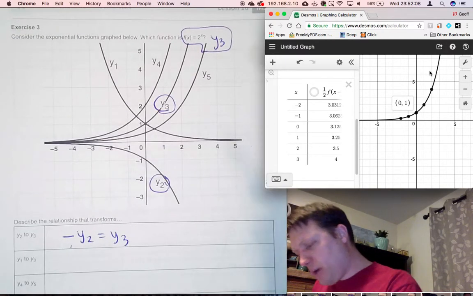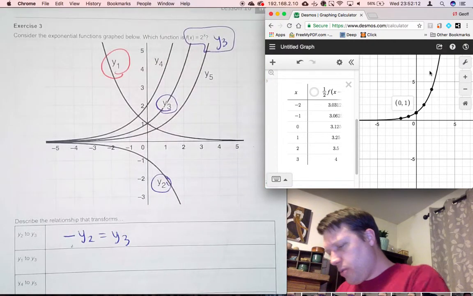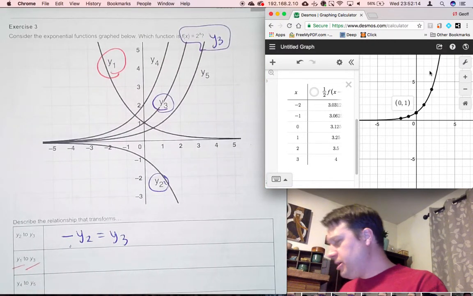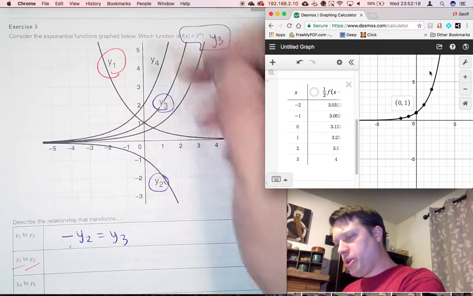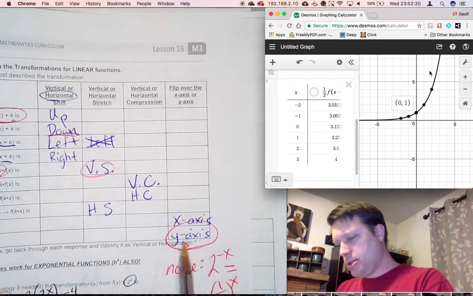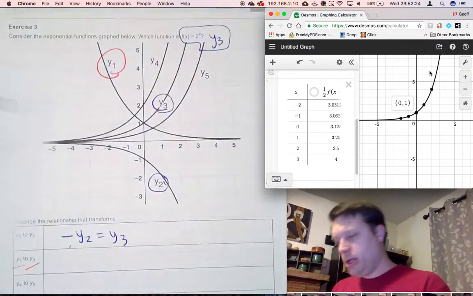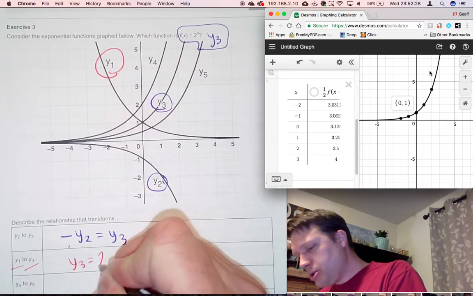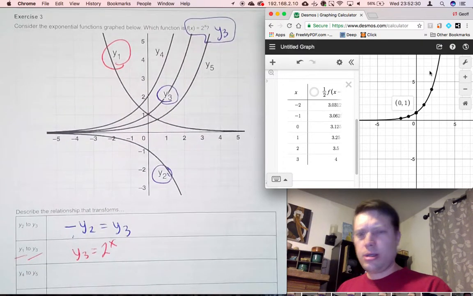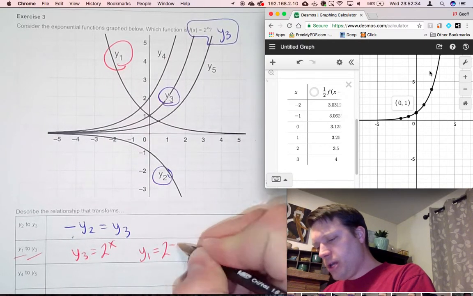So now let's find y sub 1. Y sub 1 is this function. We want to go from y sub 1 to y sub 3. That is flipping over the y-axis. And in the table, that meant the negative had to go on the inside. So if y sub 3 equals 2 to the x, then y sub 1 equals 2 to the negative x.